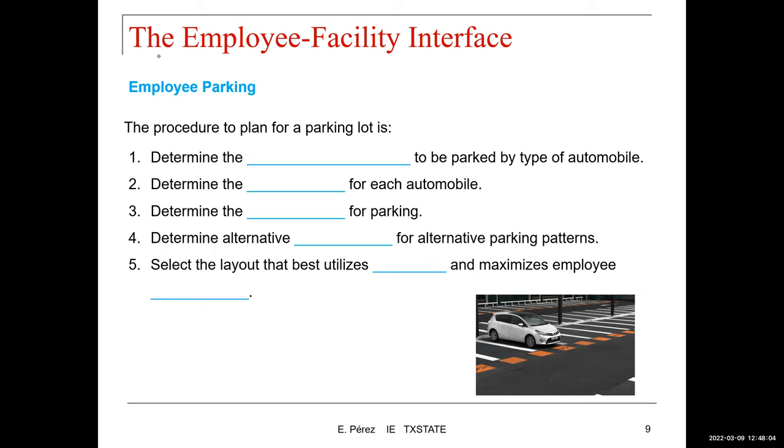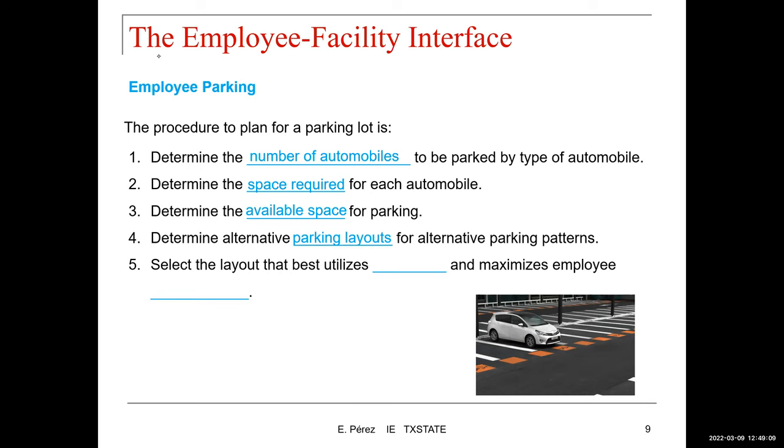So what is the procedure to plan for a parking lot? Here we have some guidelines. First, determine the number of cars to be parked by type of car. By type, I mean you may have some compact cars, or, like in Texas, most of the cars are not compact. So you have to plan for that. What is the approximate percentage of compact cars that you expect? Also, if you have to provide disability spaces, that's another important component. Then determine the space required for each car, determine the available space for parking, and determine alternative parking layouts for alternative parking patterns. We will see the difference between the patterns in a minute. If you go shopping or go to campus, there are different types of layouts that you will encounter.